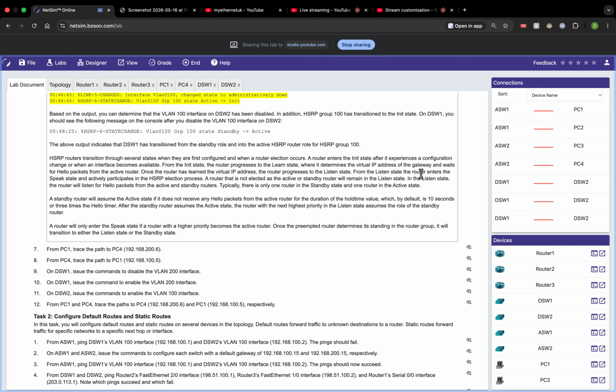In the listen state, the router will listen for hello packets from the active and standby routers. Typically, there's only one router in the standby state and one router in the active state. So I'm going to repeat that again. HSRP routers transition through several states.